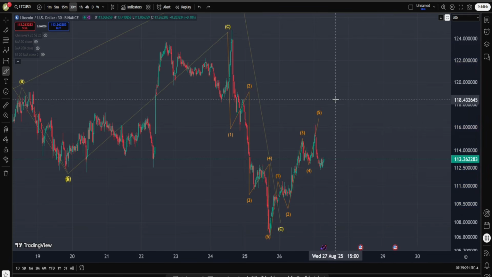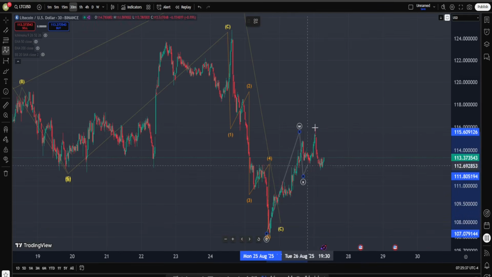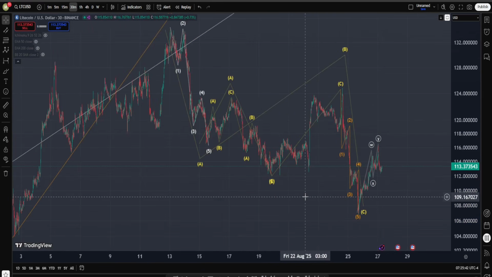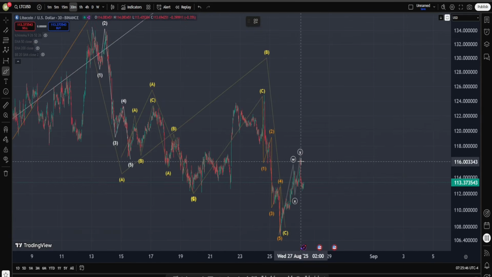Otherwise, since it's kind of a deep move on the upside, this may very well be, let's say, a WXY in form of a double zigzag. This is also possible, hence why I'm trying to argue, look, you need to wait a little bit more and see what is going to happen.